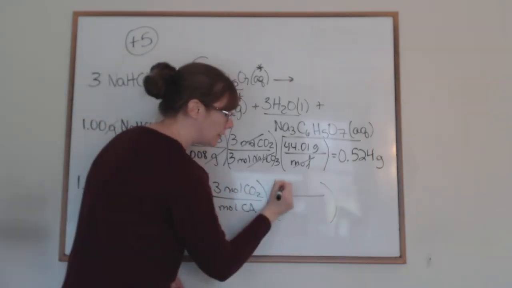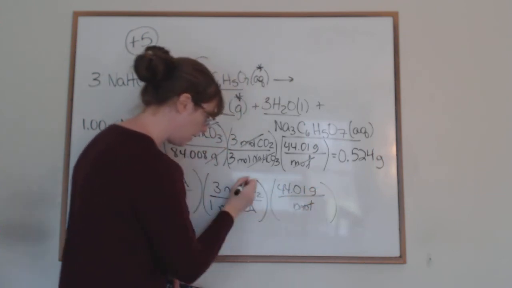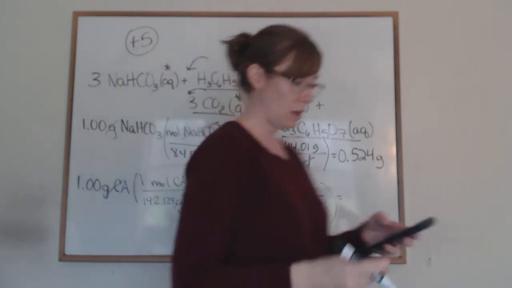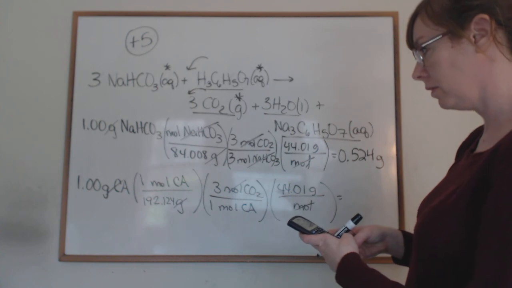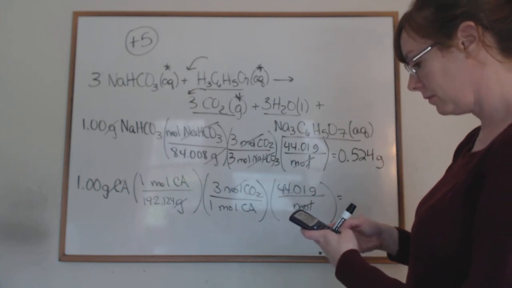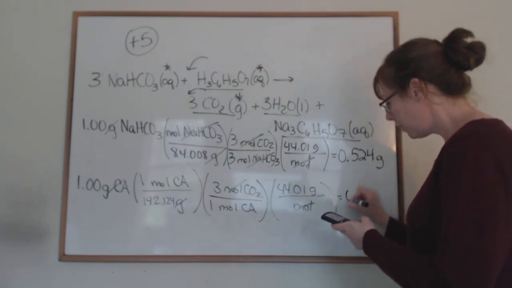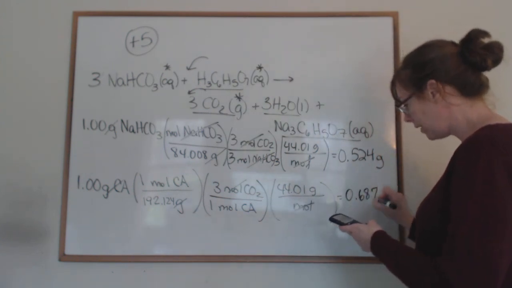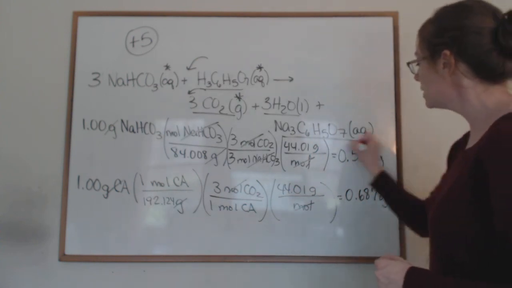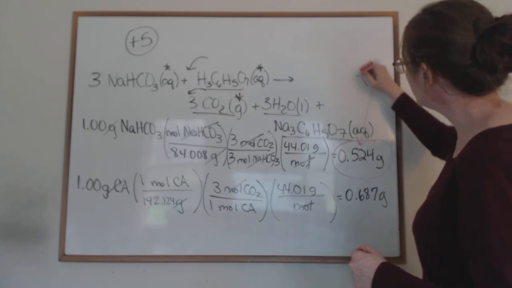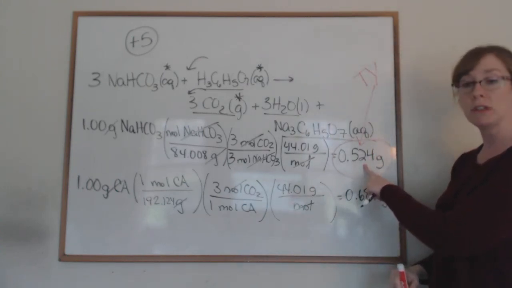Once again, the molar mass of CO2, which I just know by heart. And now time for the math. I'm getting 0.687 grams. So now that I have these 2 numbers, I look at which one is smaller. The smaller number is the theoretical yield. And so the answer for the theoretical yield is 0.524 grams.